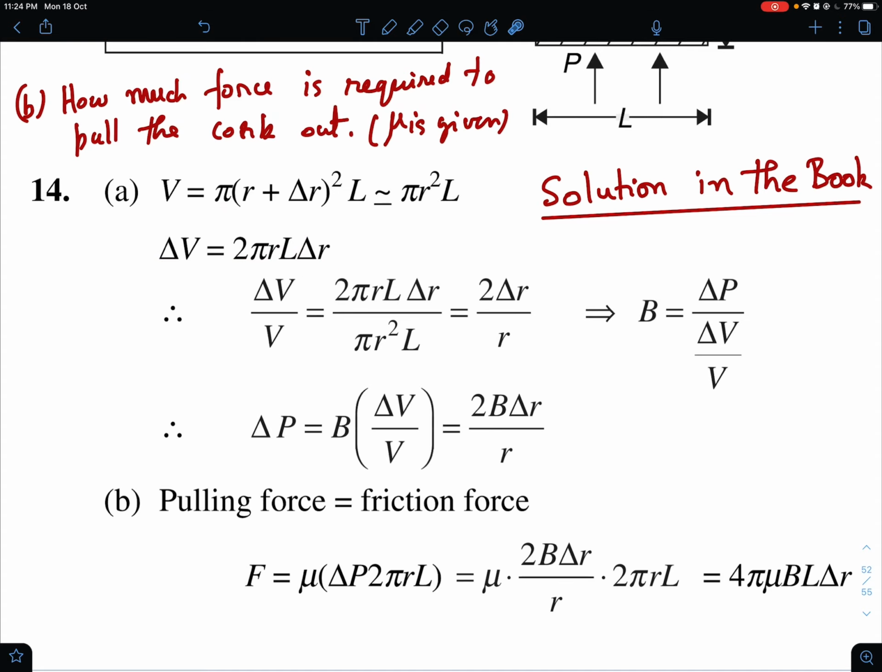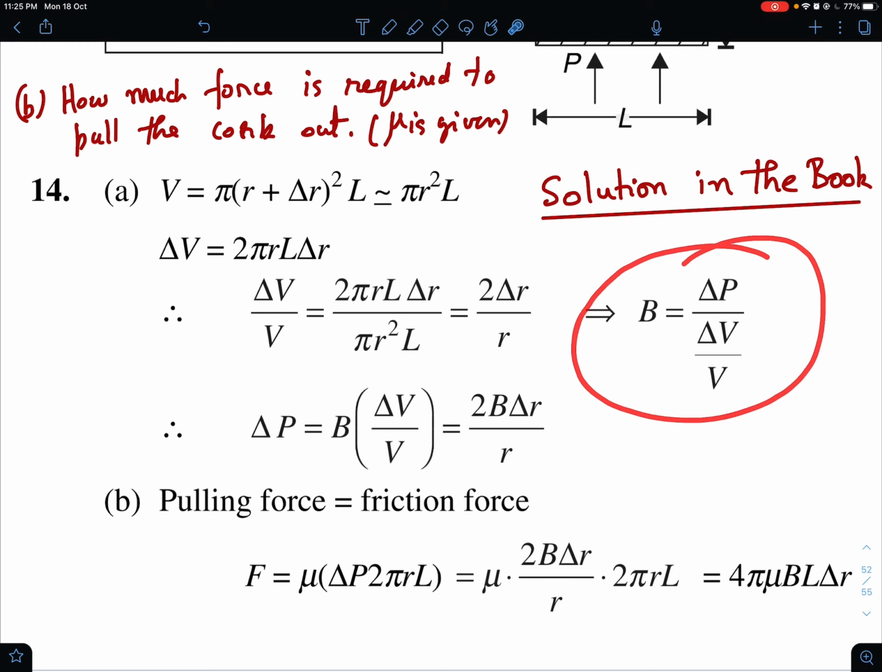So the curved surface area into the reduction in radius will tell you how much the volume has reduced. So delta V is also fine. Okay, so volume is this approximately, and this is the change in volume. Now delta V by V, we just divide delta V by the original volume. That comes out to be twice delta R by R.